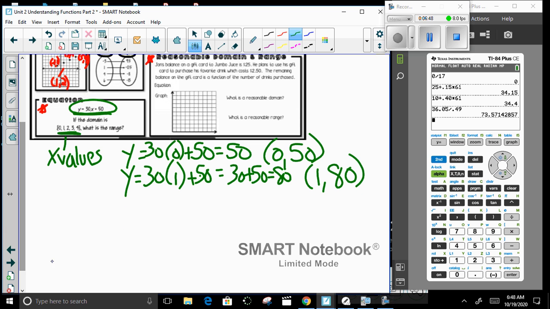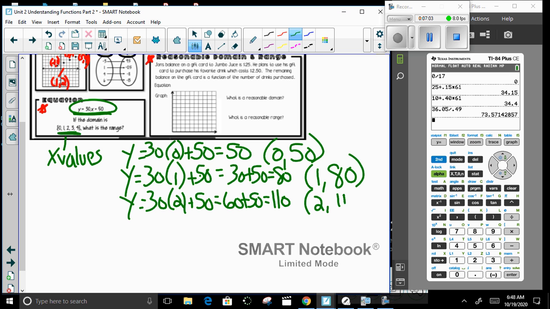I have 3 more points here. So let's go ahead and do that. 30 times 2 plus 50. Well, 30 times 2 is 60. 60 plus 50 is 110. So my input was 2. My output was 110. Remember, your input is your x, your output is your y. Your input's your domain. Your output's your range.